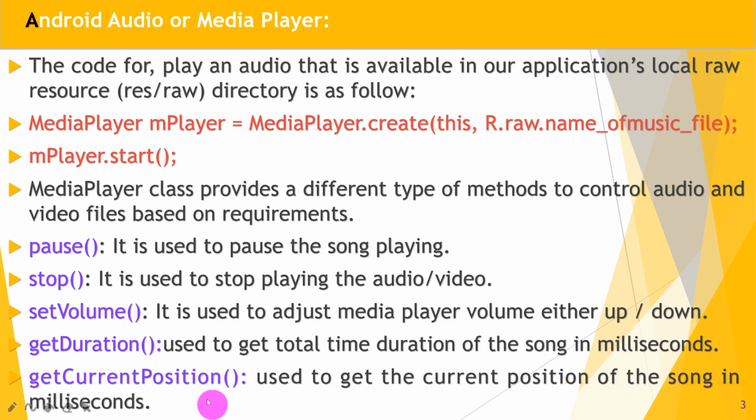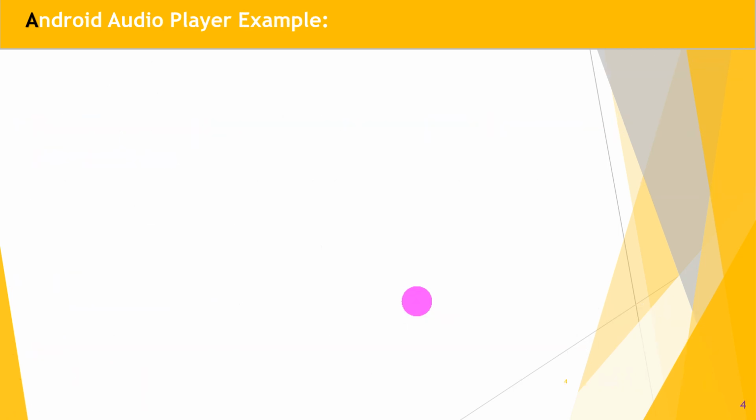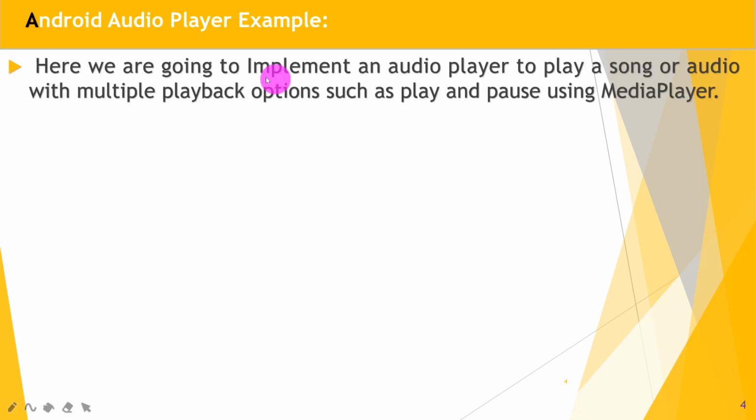Guys, these are some important methods present in the MediaPlayer class. So start, pause, stop, setVolume, getDuration, getCurrentPosition, etc. There are other methods also present. Great. Let's move to our Android audio player example. So here we are going to implement an audio player to play a song or audio with multiple playback options such as play and pause using MediaPlayer.